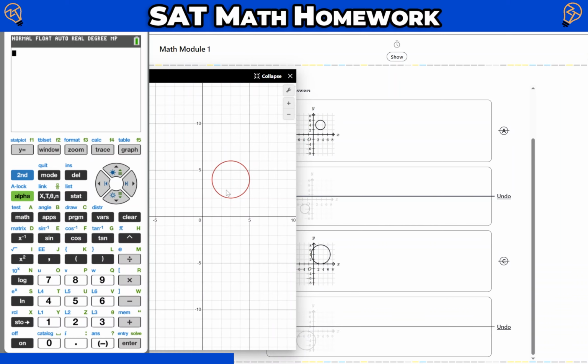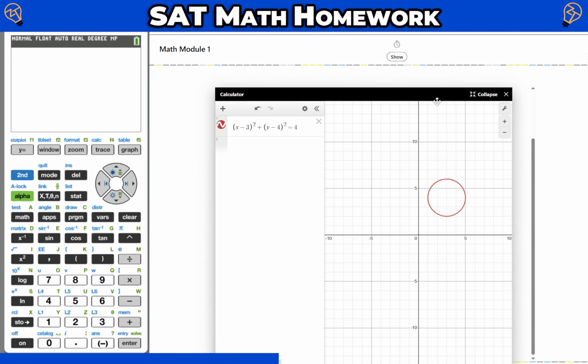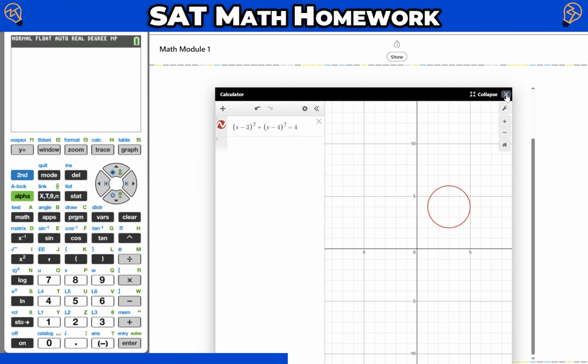And notice this is clearly only in the first quadrant. It's not even touching the X or Y axis, which really means we can eliminate C and get the correct answer from there, that A is the right answer. However, it is good to understand how to graph these as well, and it is pretty easy.